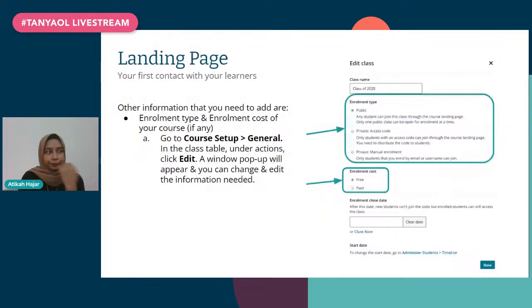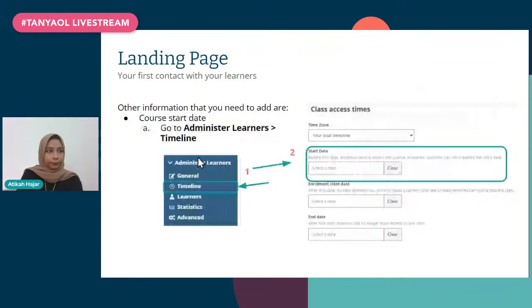Okay, so sometimes when users set up manual enrollment, they also put in the landing page a description to reach out to them to join the course. Okay, and then you have the enrollment cost, whether it's free or paid. These are the two things. You can set this by going to course setup, general, and just set this under the class settings, which you can find.